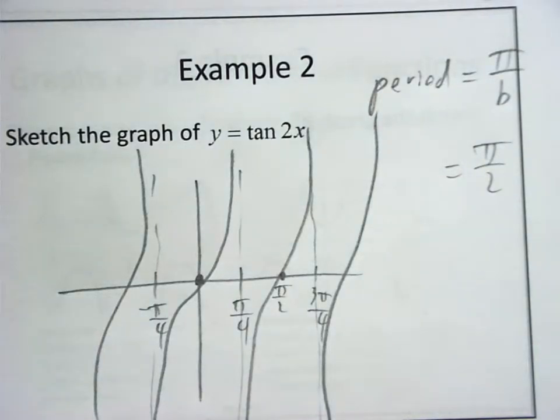What about cotangent? What's going to be the difference between cotangent and tangent? Graphically.